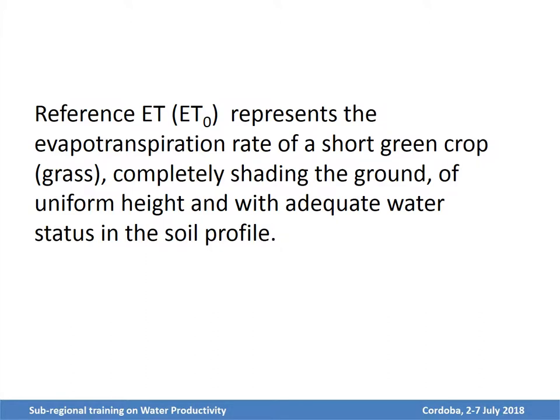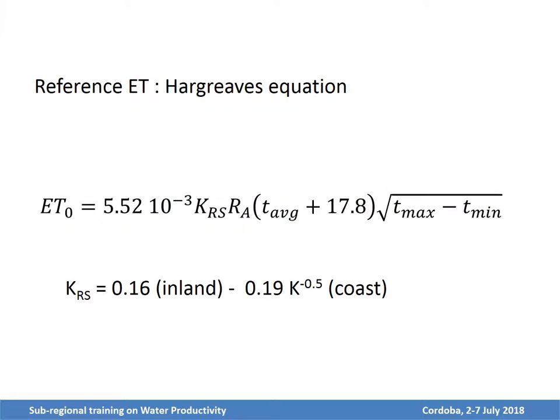Reference evapotranspiration is defined as the evapotranspiration rate of a short green crop, grass, completely shading the ground, of uniform height of 0.12 meters and with adequate water status in the soil profile. Reference evapotranspiration can be calculated using many different methods, but we will only review two.